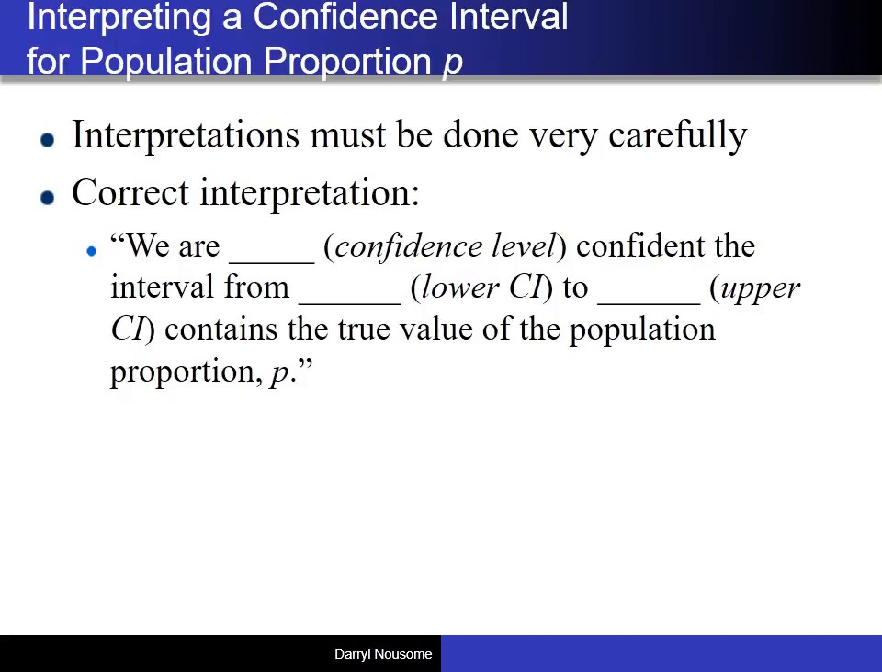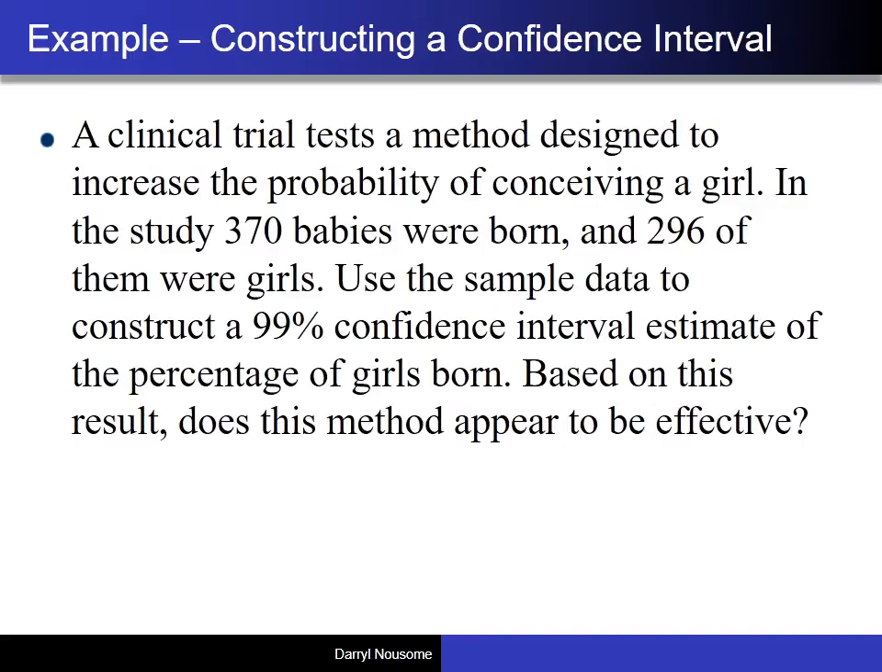Okay. So the best way to do this is just to think about the formula that you have. Just use this formula: we are blank confidence level confident that the interval from blank to blank contains the true value of the population proportion p. So if you're asked any question, you can just use this formula and fill in the values of things that you've collected. All right. So why don't you all try this example, and we'll go over this in class next time.